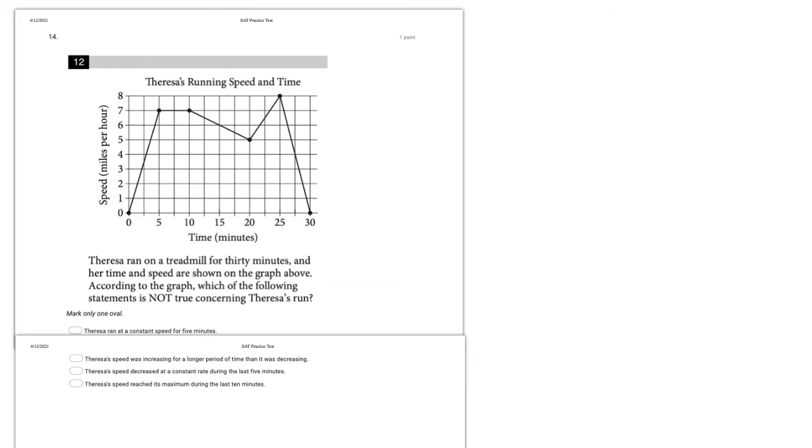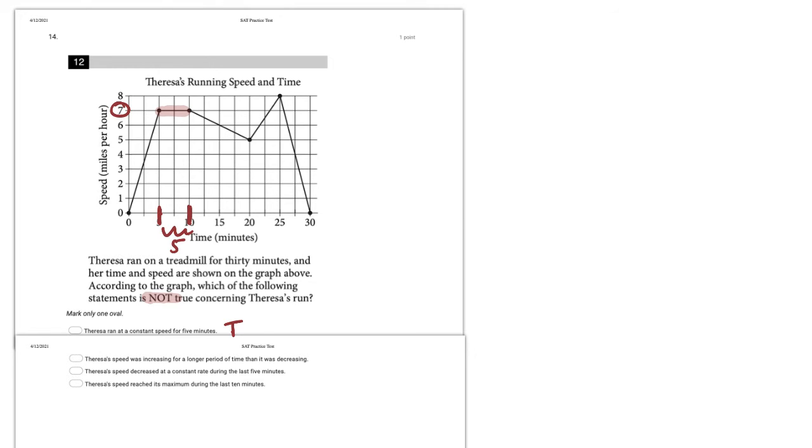So we're supposed to identify what is not true. Teresa ran at a constant speed for 5 minutes. Well, there's a constant speed. I just highlighted it in red because she's always going 7 miles per hour right there. You can see 7. And it didn't go up or down, so her speed is constant, and that's from 5 minutes to 10 minutes, so that is 5 minutes. 5 to 10, so yeah, that's true. Constant speed for 5 minutes.